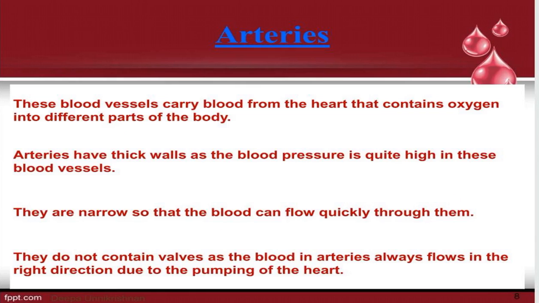The first one is arteries. The arteries are the blood vessels that carry oxygen-rich blood from the heart to the tissue of the body. Arteries also aid the heart in pumping blood. Each artery is a muscular tube lined by a smooth tissue and has three layers.